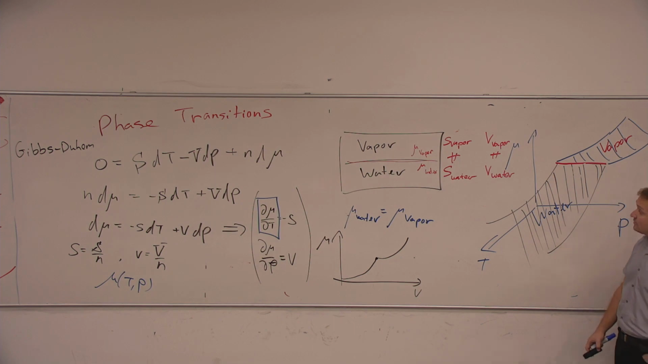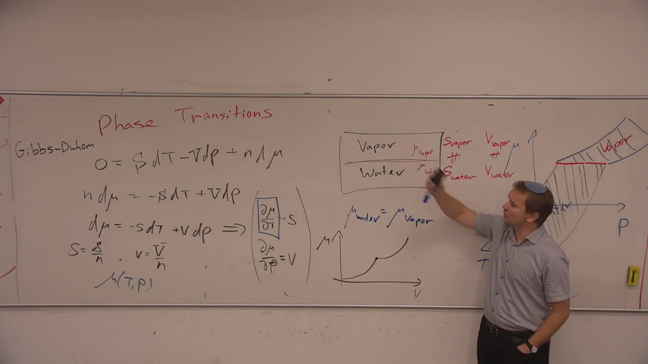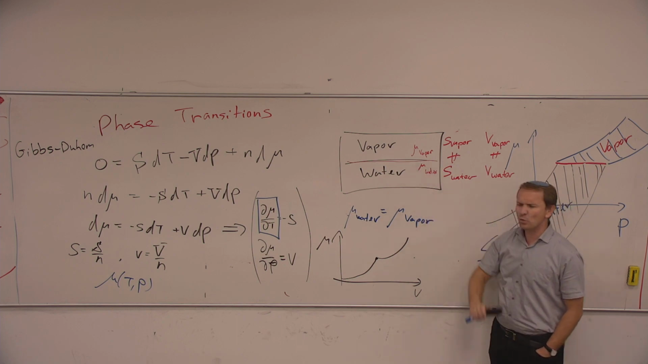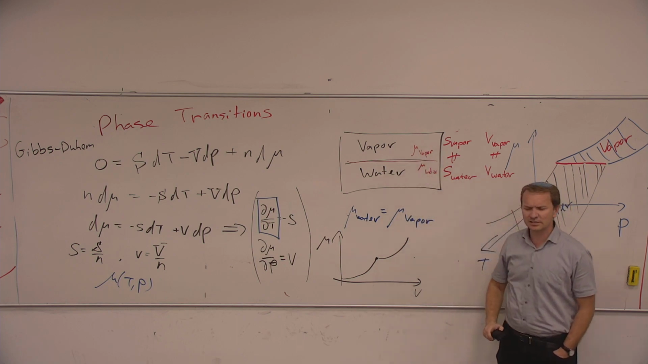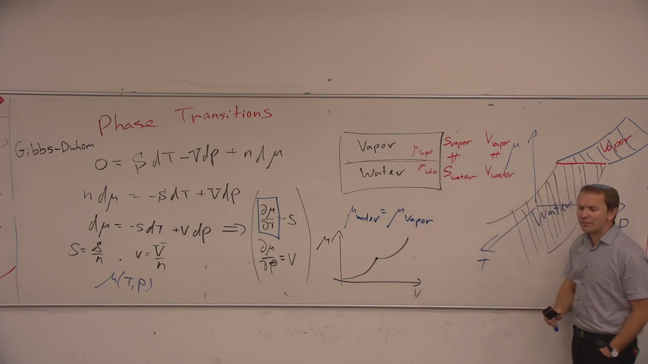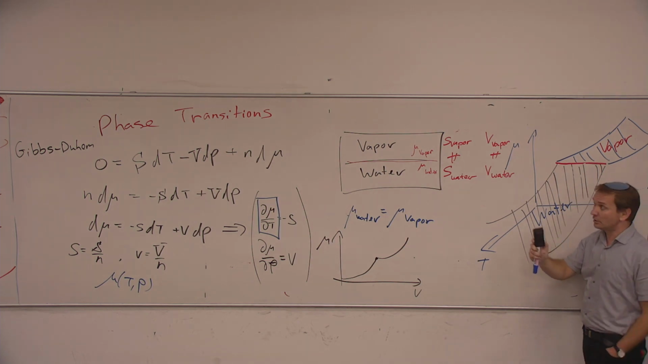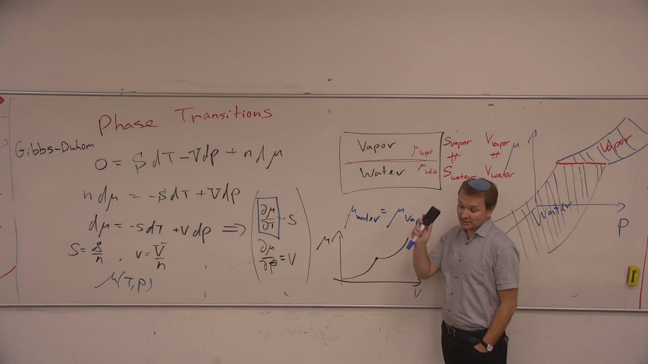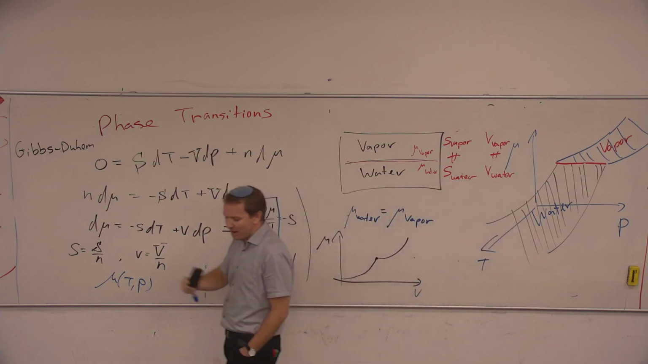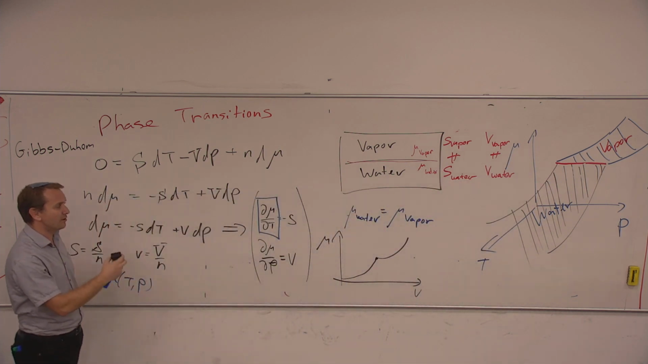Yes, all the intensive variables are exactly the same. The pressure of the water and the pressure of the vapor are the same. The temperature of the water and the temperature of the vapor are exactly the same. All the intensive parameters are exactly equal, but their derivatives are not. Okay. This is important to know. This somehow needs to be part of our behavior.